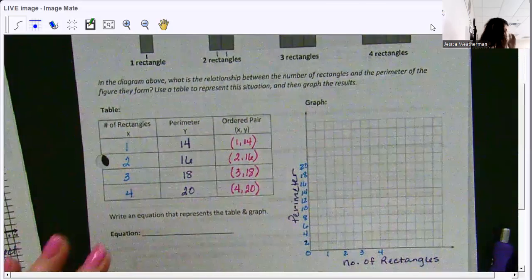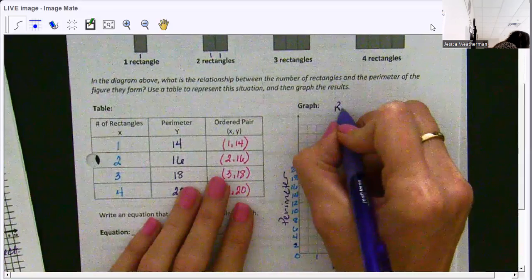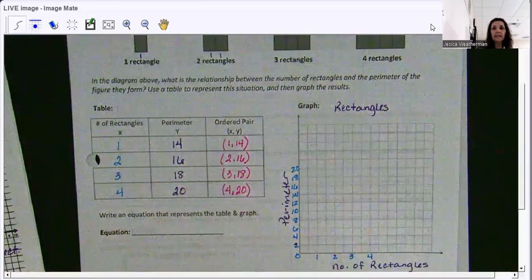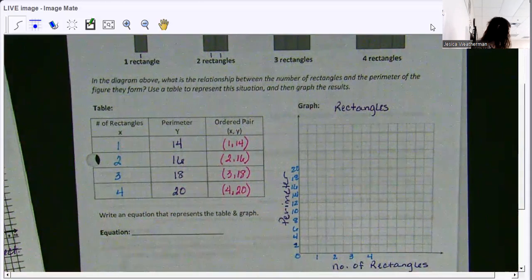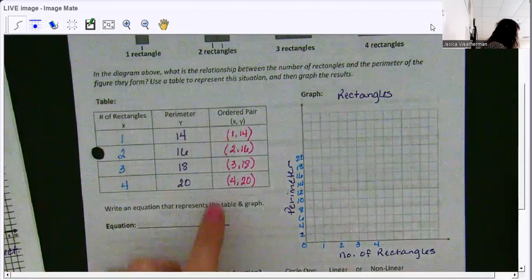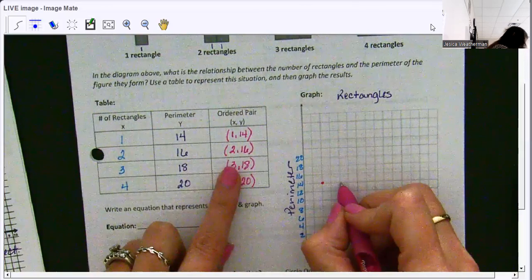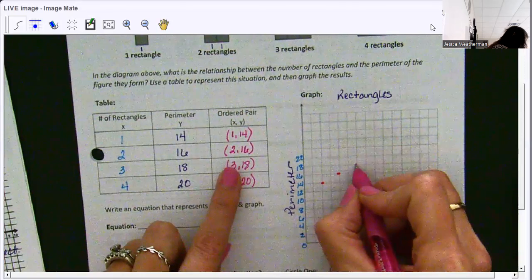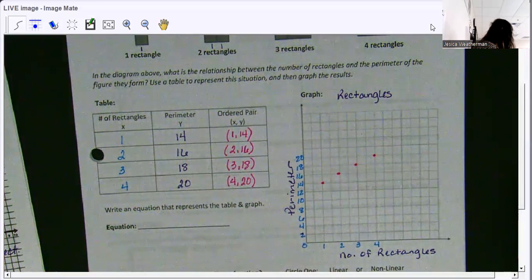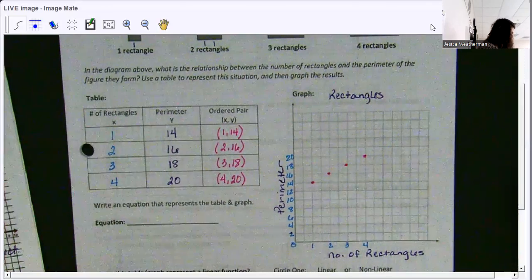Okay. And then I'm going to give my graph a title, and I'm just going to give it a title of rectangles. If you want to make it a more interesting title, you can, as long as it's related to the situation that we're working with. Okay, now I'm going to plot my points that I just created. So I have (1, 14), (2, 16), (3, 18), and (4, 20). Okay. And then I'm just going to leave it like that.